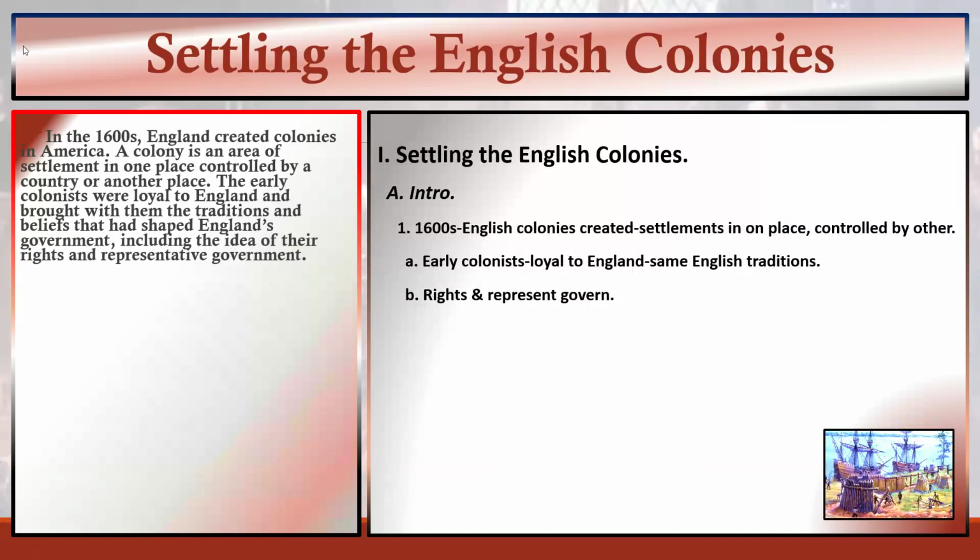So let's see what I captured here. Okay, so number one, paragraph one. I try to put as much as I can in that first one if I can. Remember, they all have to be one line long, so don't go beyond that. 1600s, English colonies created. Settlement in one place, controlled by other. Kept it really simple. Again, you don't have to have this in complete sentences. It can be short statements, brief statements. That's all it has to be. It can be phrases. It doesn't have to be full sentences.